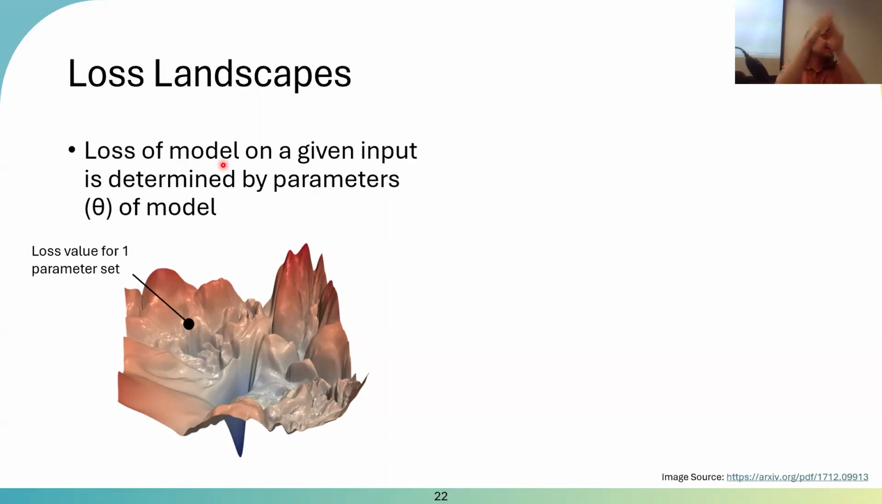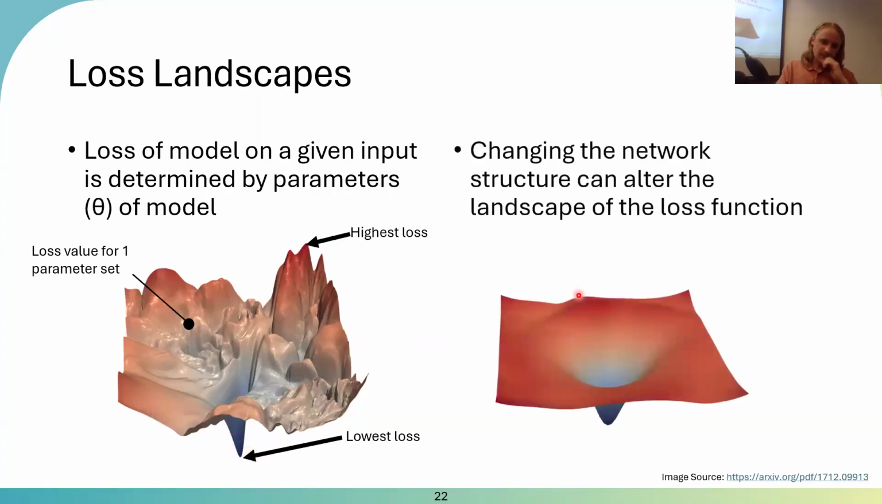So just think of that as some instance of values of a parameter set, and then the z value is saying what's the loss for those parameters. As you can see here, the highest peak is telling us the highest loss in this space, and the blue trough is telling us the lowest loss. Of course, ideally, as we perform this training process, we want to end up at this lowest loss.